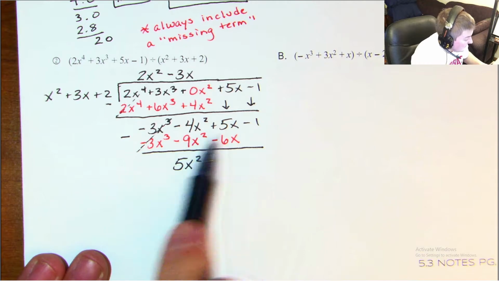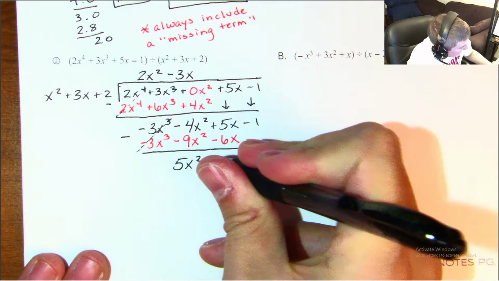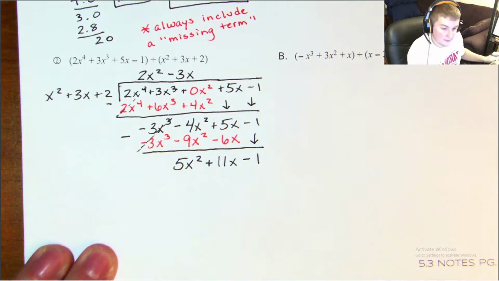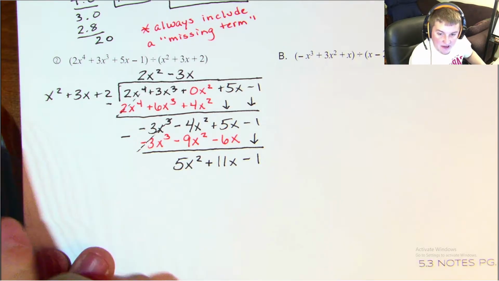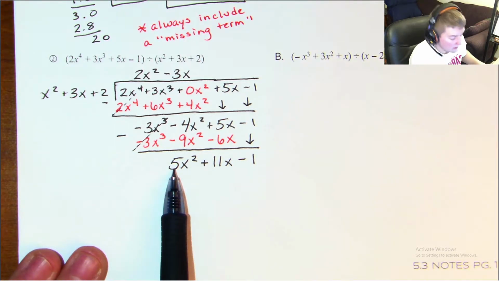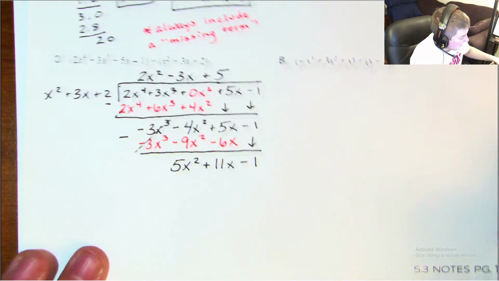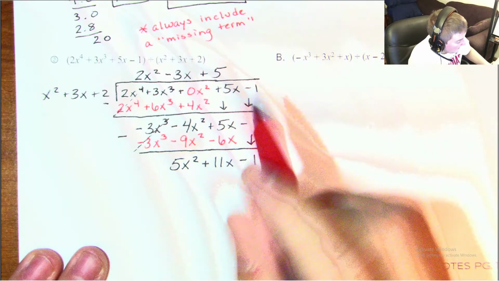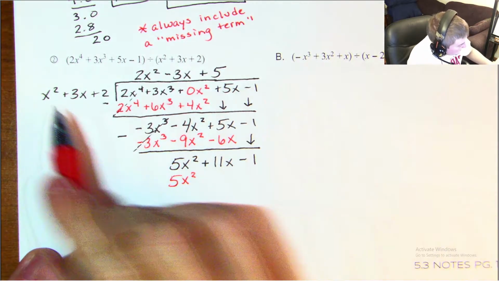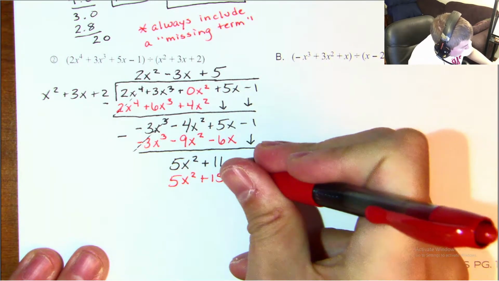That would give me a positive 5x squared. Same thing, I'm minusing a negative, so 5x take away negative 6x is positive 11x. And then I would just bring this down, there's nothing to combine it with. Lastly, what do I have to multiply x squared by to become 5x squared? I would just have to multiply it by 5. So 5 times x squared is 5x squared, 5 times 3x is 15x, and 5 times 2 is 10.